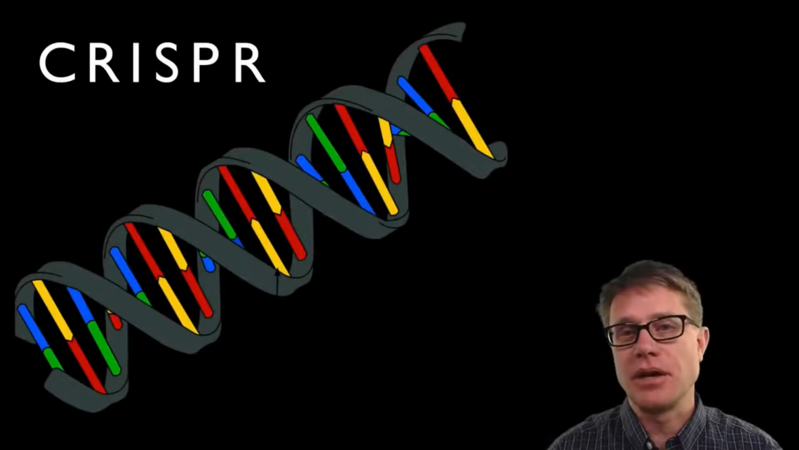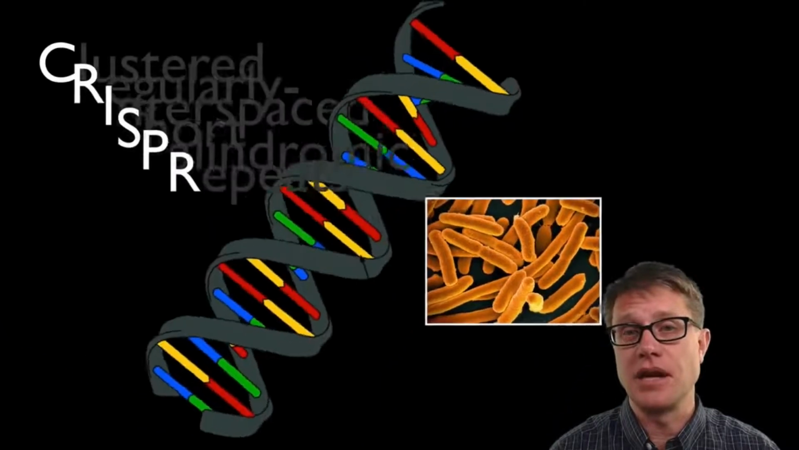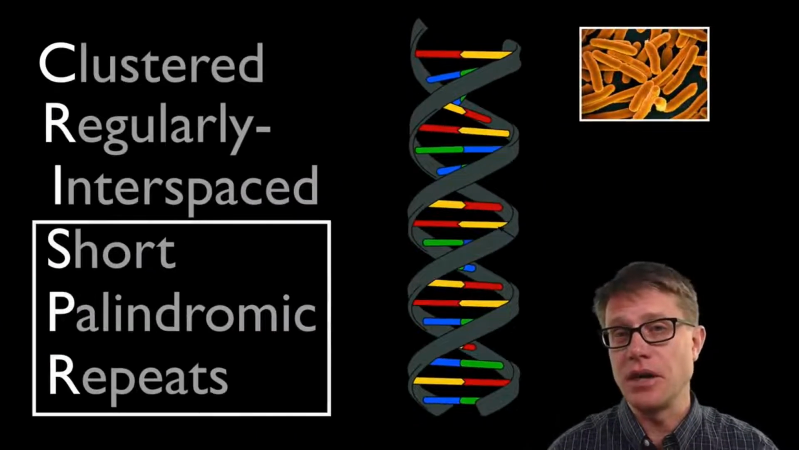Like most things in molecular biology, CRISPR was first identified in E. coli. And if we break apart the acronym, it stands for Clustered Regularly Interspaced Short Palindromic Repeats. Now that's a mouthful, but it does tell you the two main parts found in CRISPR.